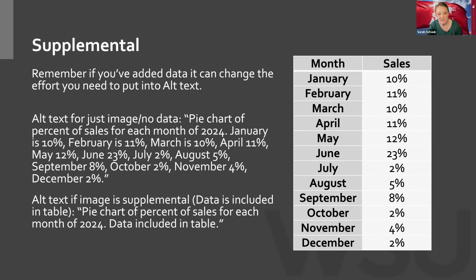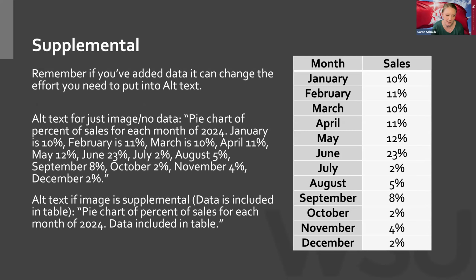Alt text for just an image with no data would read: pie chart of percent of sales for each month of 2024. January is 10%, February is 11%, March is 10%, April 11%, May 12%, June 23%, July 2%, August 5%, September 8%, October 2%, November 4%, December 2%.